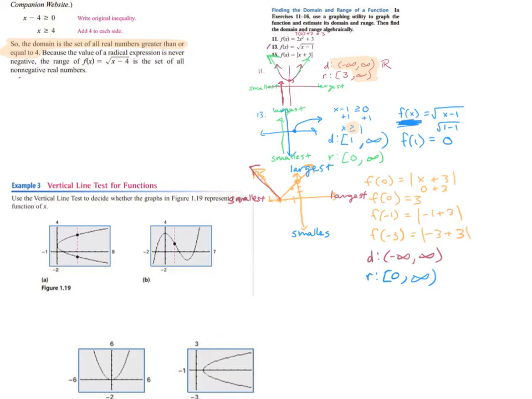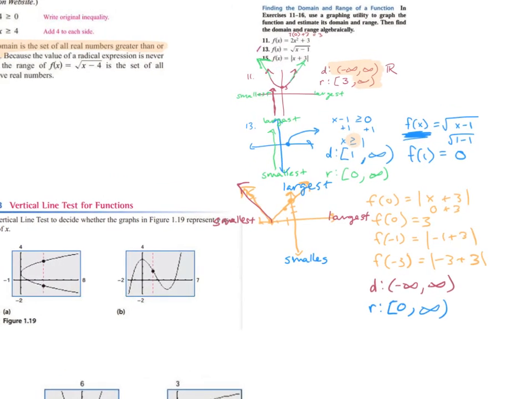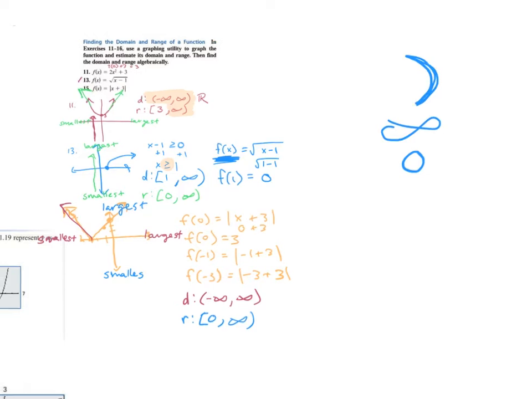Why did you put the bracket in front of 0? Because it's including 0. The only time that we put open parentheses, we only do that when we have infinity or if we had a hole in our graph. Thank you. You're welcome.